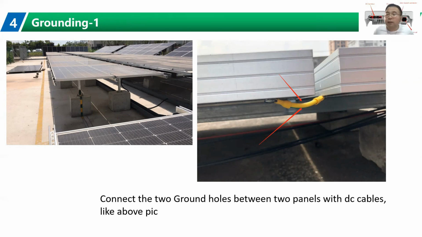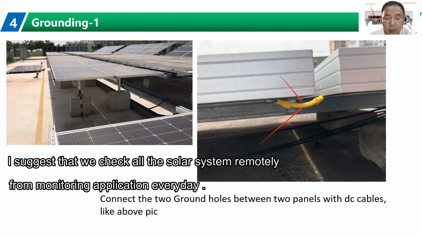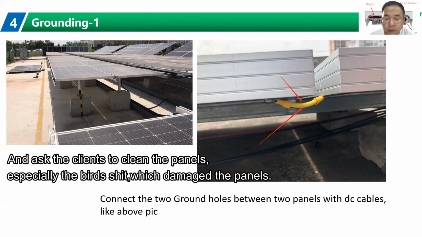Okay, that is the tech training I can provide. Everything we do is to ensure the solar system works for a long time. At last, I suggest that we check all the solar systems remotely from the monitoring application every day. Inspect the solar system monthly and ask the clients to clean the panels, especially bird droppings, which damage the panels.